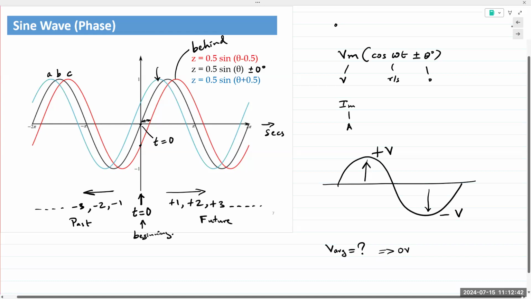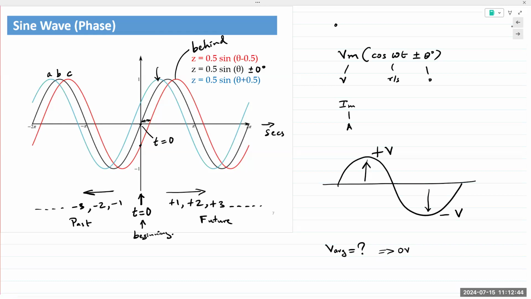Zero, right? This is exactly symmetrical around the x-axis. So the average value, mathematically, would be zero. But energy is still transferred. If you have an AC source connected to a circuit, it will send energy to the components, right? So how can we mathematically describe an average value for this waveform?